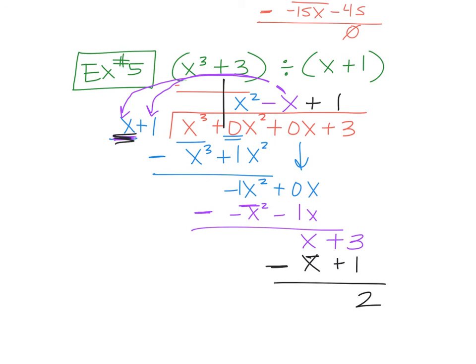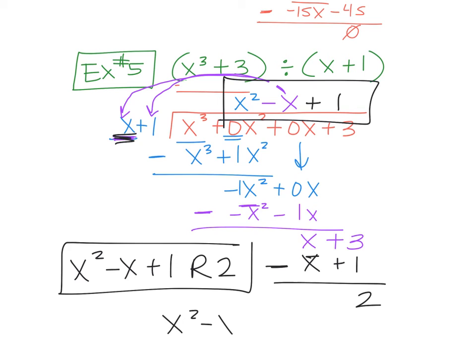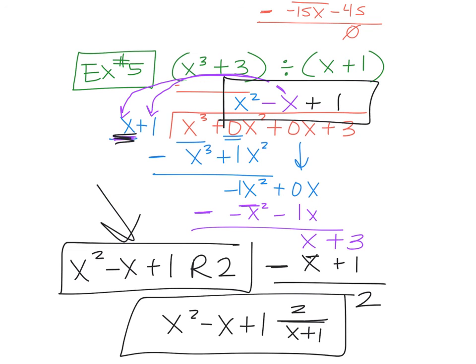Your answer then is this. So x squared minus x plus 1 with a remainder of 2. Or if you want to go and impress Mrs. Price, you would write it like this: x squared minus x plus 1 and 2 over x plus 1. Then do this. Okay? Questions on that?